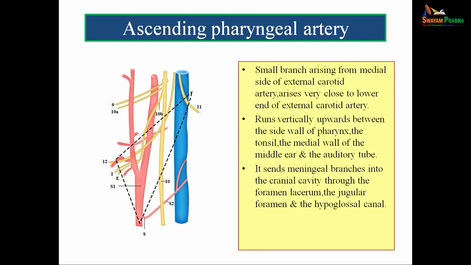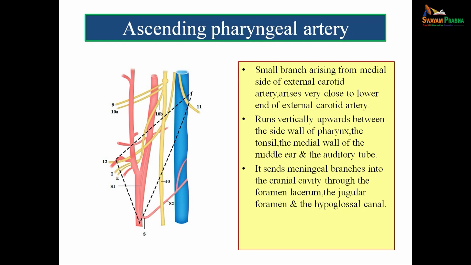Now we come to the ascending pharyngeal artery. As the name indicates, it is an ascending artery and it is going to supply the pharynx. It is a small branch arising from the medial side of the external carotid. Actually, it is the first artery arising from the external carotid, and this one is not shown in the figure. It is a small twig, arising on the medial aspect from the external carotid artery.